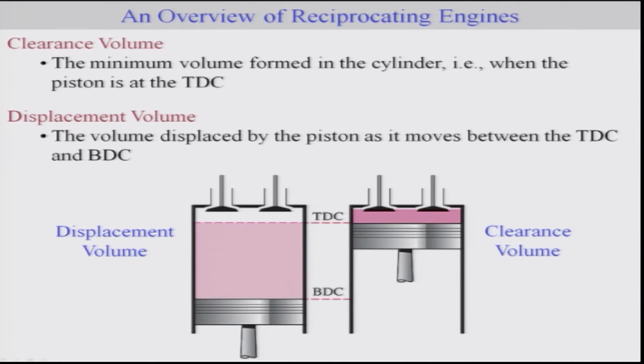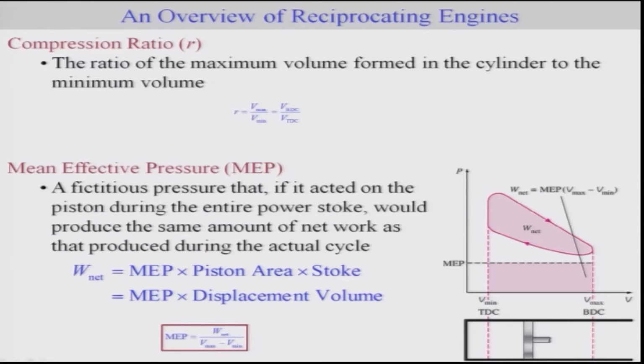Now if you take this piston to the TDC, there is a certain volume which is left, and this volume is called the clearance volume. The volume which you can displace from BDC to TDC is your displacement volume. We will be making use of the compression ratio in our analysis, which is the ratio of the maximum volume to the minimum volume. The maximum volume of course corresponds to the BDC.